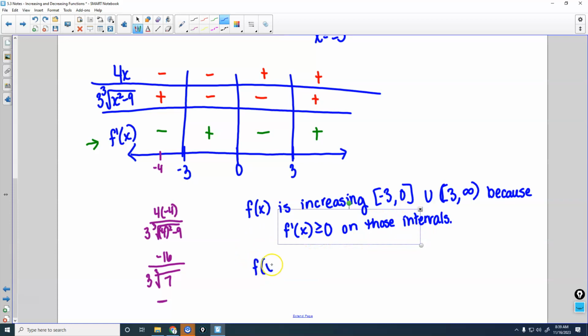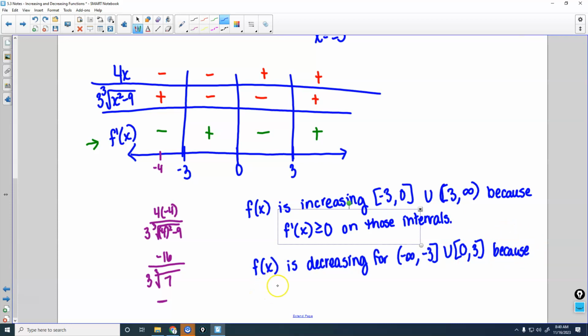And then we'll say f of x is decreasing for -infinity to -3 and 0 to 3, because f prime of x is less than or equal to 0 on those intervals.